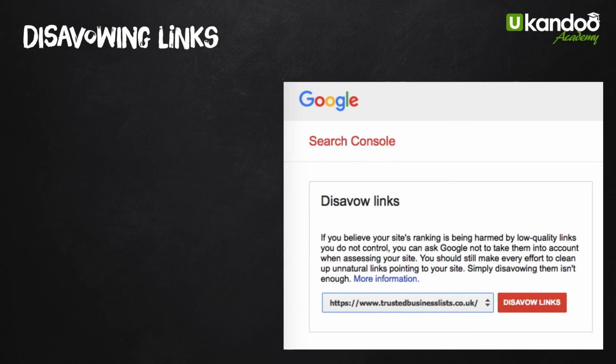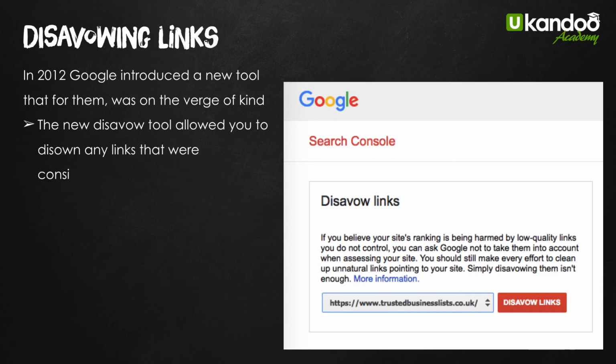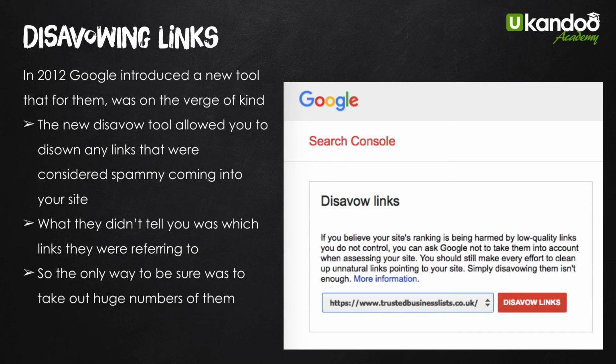The next trick was that Google then introduced, because they were asking people to get rid of all of these dodgy links, a tool called the disavow tool, which came in 2012. This was on the verge of Google being helpful. They said, if you've built naughty links in the past, we're going to give you the wherewithal now to get rid of them, to actually own up, shake them off. So if we're going to give you a tool, use it, because lots of people had lots of spammy links. It allowed you to disown any links that were considered spammy coming into your site. But what they didn't tell you was which links they were referring to. They just said, you've got spammy links, you need to get rid of them. So the only way to be sure was to take out huge numbers of them.